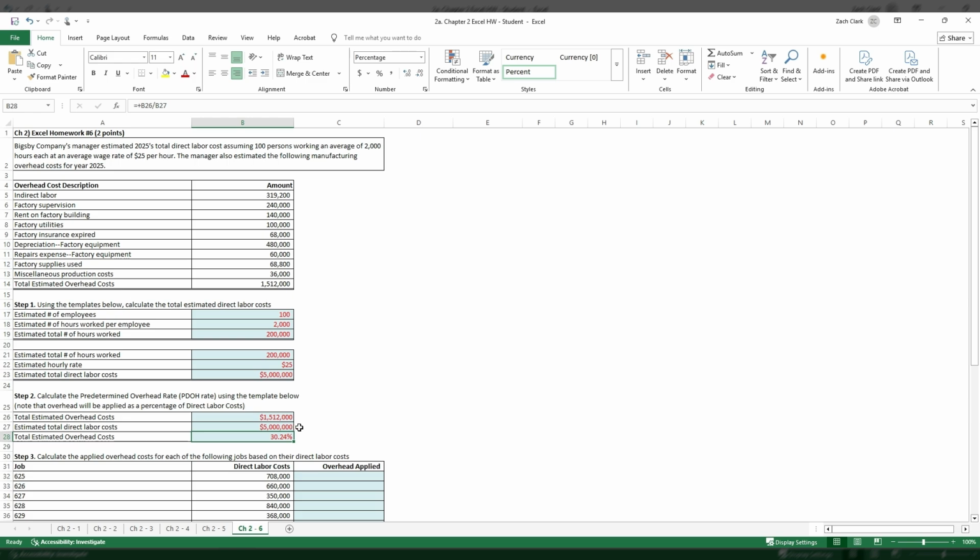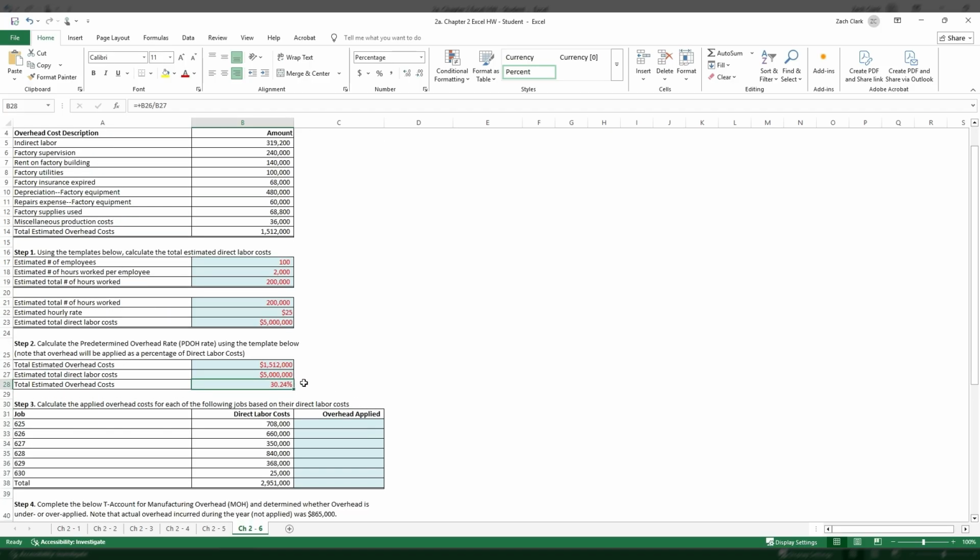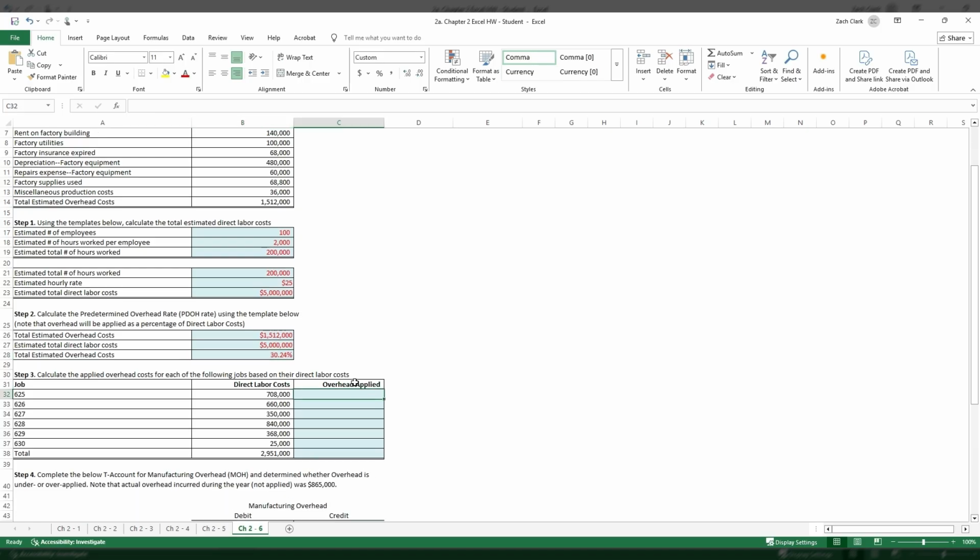But for every direct labor dollar that we incur on a given project, we're going to multiply that by 30.24%, and that's going to be our allocated estimated overhead that we apply to that job, right? So we've now calculated our own predetermined overhead rate at 30%. Okay. And so now let's assume we had all these different jobs here, and these were the actual direct labor costs for these jobs. Then just like I mentioned, the way that we would apply that overhead is to take those direct labor costs and multiply them by 30.24%.